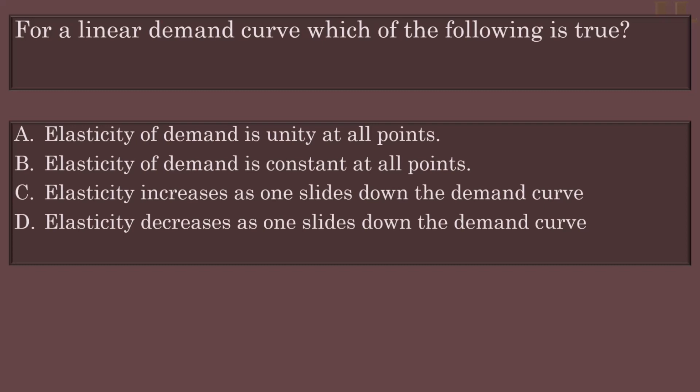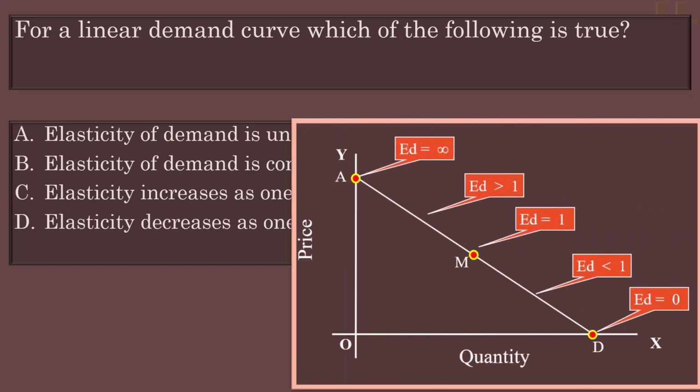Before attempting an answer, think of the graph, the straight line demand curve, and the way in which we have measured elasticity along its length. AD is a straight line demand curve. It is a linear curve. As we slide down from point A to D, the elasticity of demand falls. Look at the point A. Elasticity is infinite.